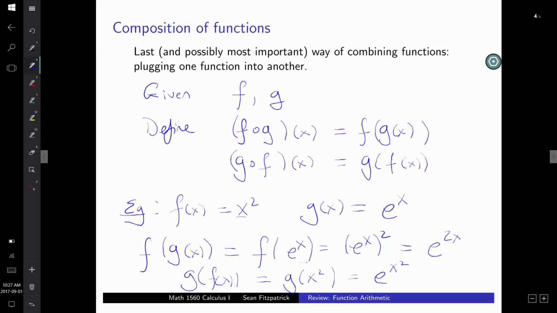And as far as domain, well, if you're doing something like f composed with g, obviously, first of all, g has to be defined at x, but then f has to be defined at g of x. So sometimes you gotta watch out for domain on these things as well.